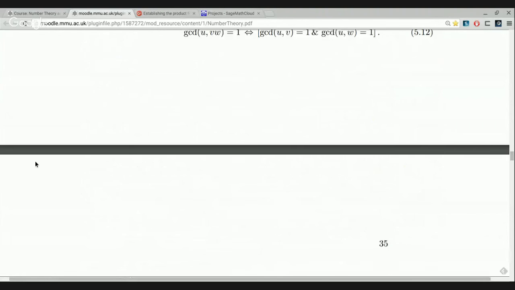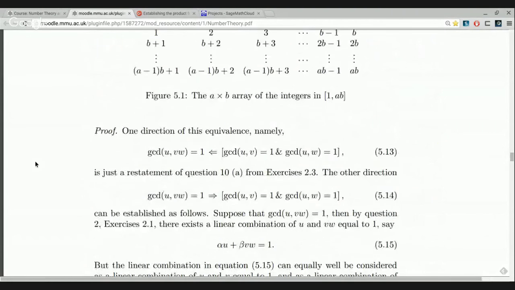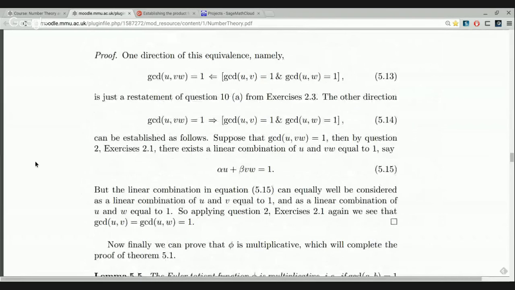One of the directions we've already proved was a previous exercise from chapter 2. That was the direction that said if U is co-prime to V and U is co-prime to W, then it's co-prime to the product, V times W. So that's the previous result we've already done. The other direction falls out pretty quickly as well. So for this other direction, going left to right this time, we assume that U is co-prime to V times W.